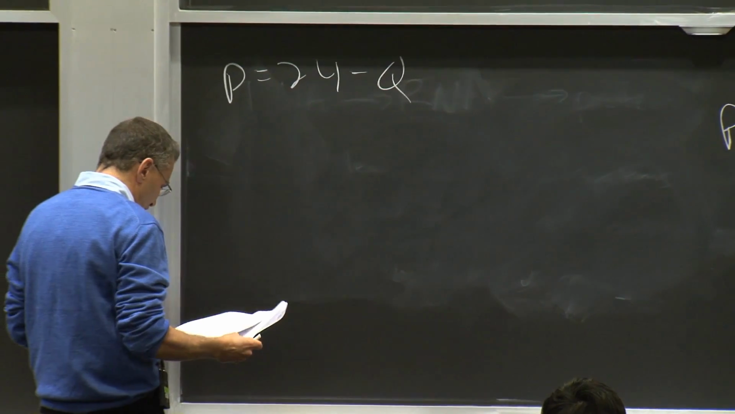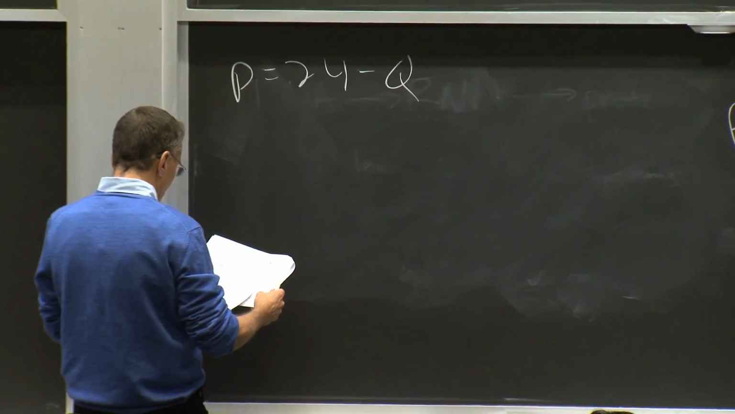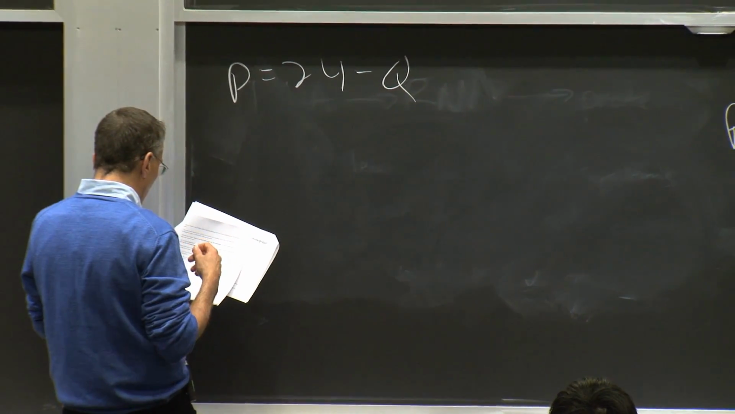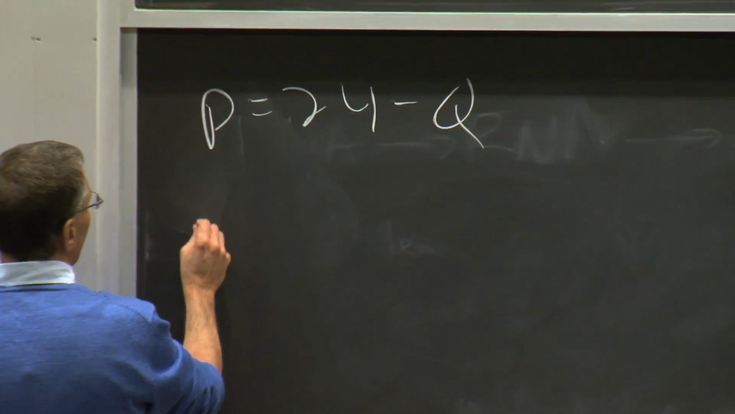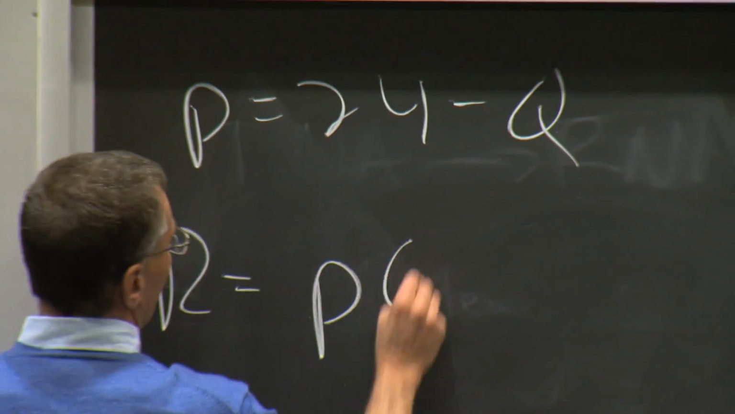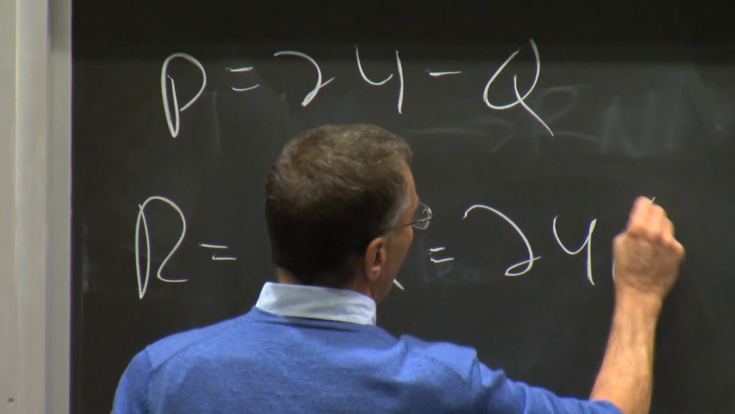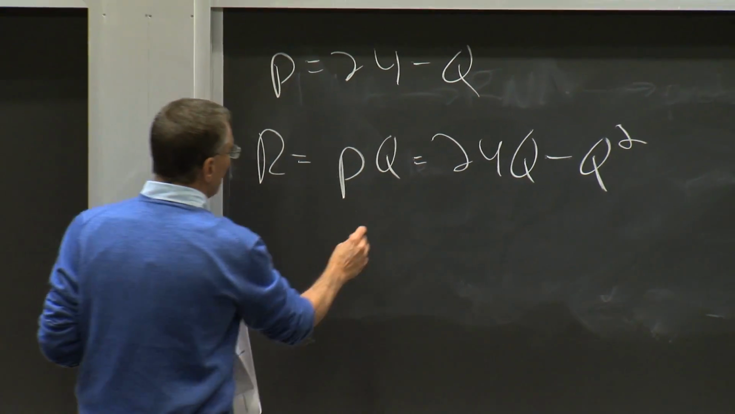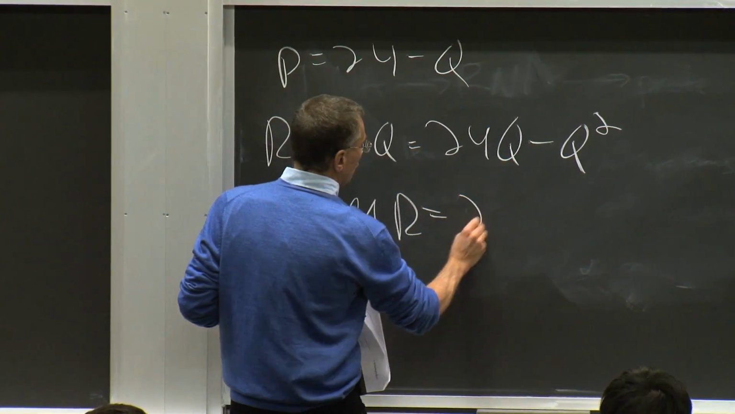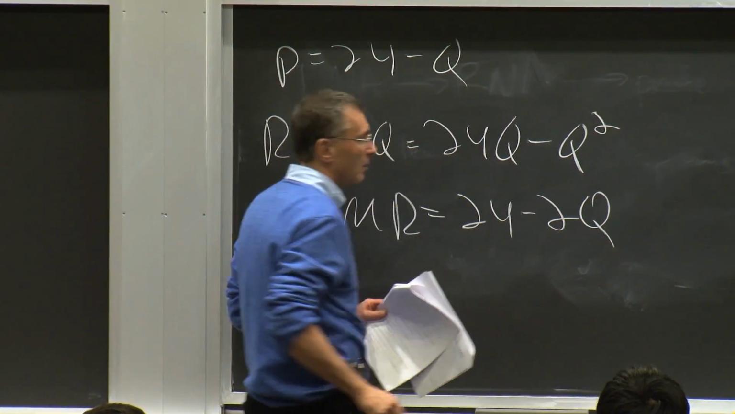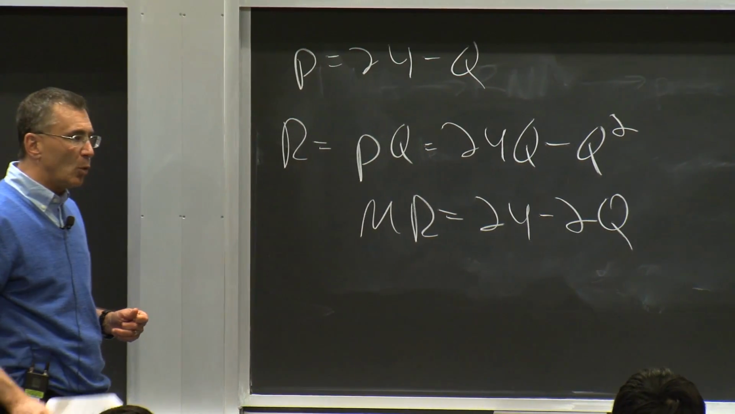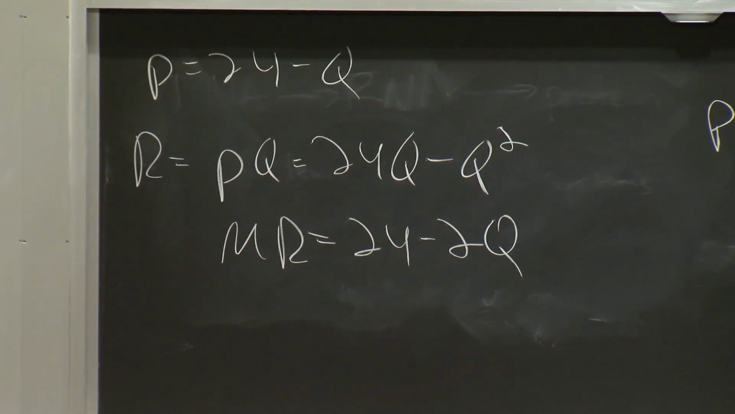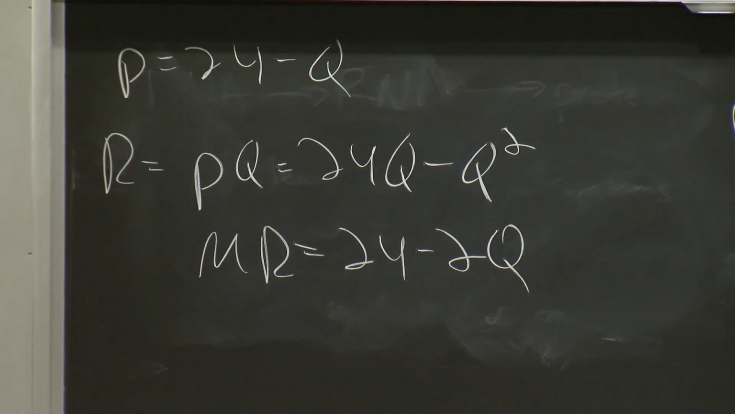We can just say revenues are P times Q. So P times Q equals 24Q minus Q squared. I just multiplied through by Q. So marginal revenues are 24 minus 2Q, which, as you can see, starts at the same point as the original demand curve, but now has a steeper slope.